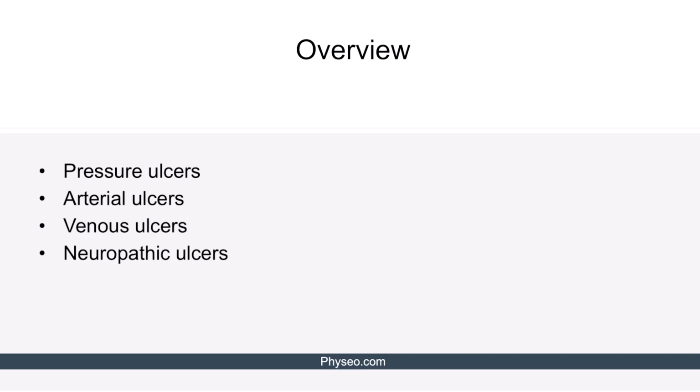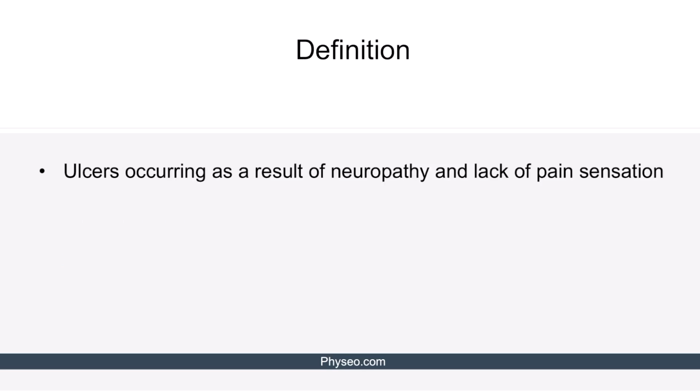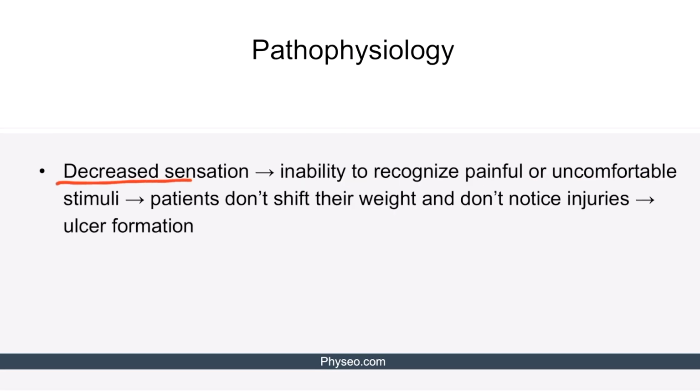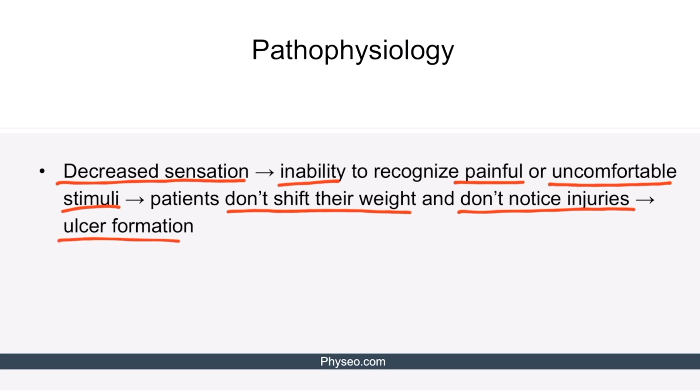All right, now let's move on to the last topic, neuropathic ulcers. Neuropathic ulcers are ulcers occurring as a result of a neuropathic condition due to the lack of pain sensation. The decreased sensation leads to the inability of patients to recognize painful or uncomfortable stimuli. These patients, therefore, don't shift their weights, leading to the constant pressure and injury in those ulcers. Now, due to the lack of pain perception, patients don't notice or recognize that they've been injured, and injuries can worsen and, of course, those ulcers will form.